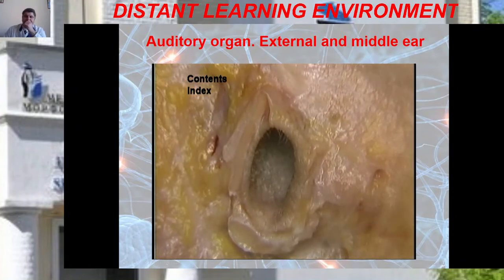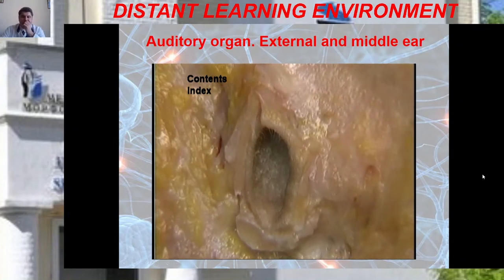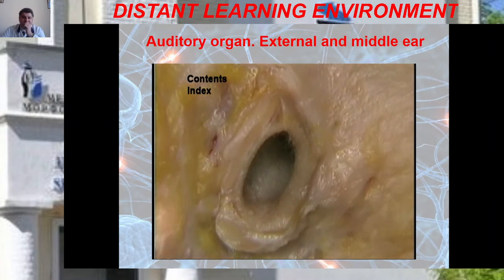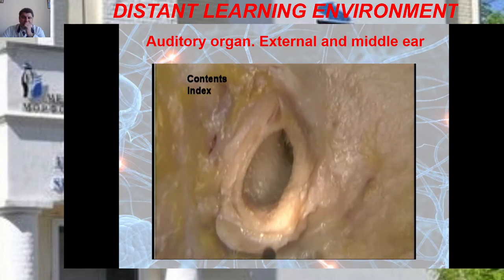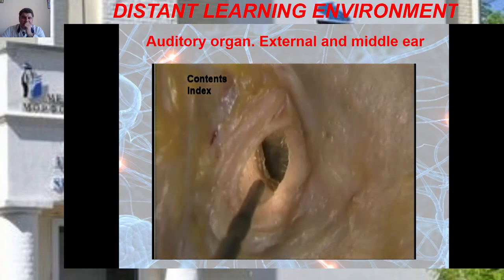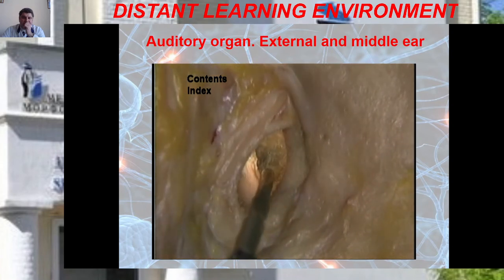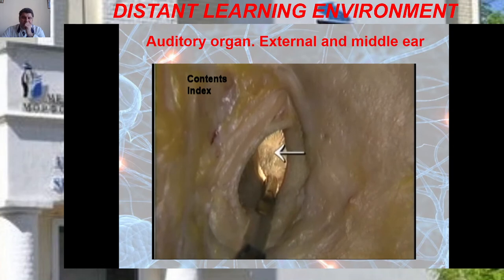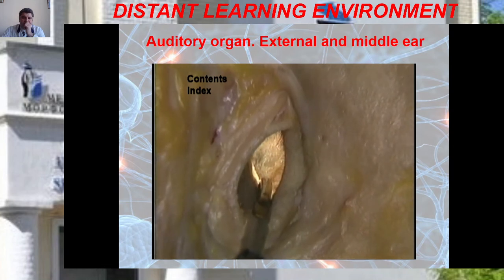The external auditory meatus is lined with skin. It isn't straight, it curves slightly upwards, then slightly backwards. The external meatus ends medially at the eardrum or tympanic membrane. This is part of the tympanic membrane. We'll see all of it in a minute.